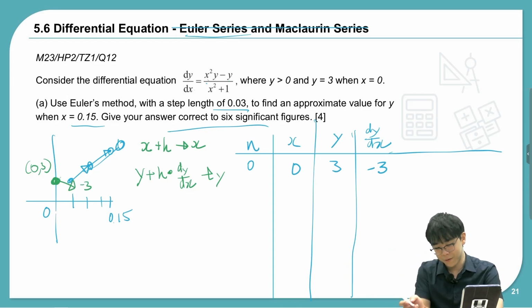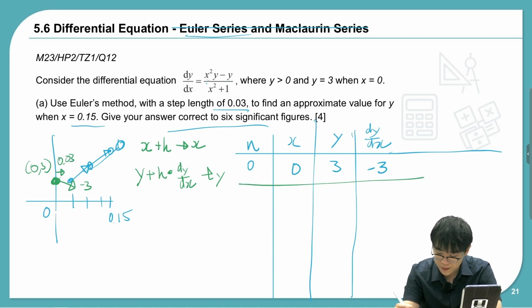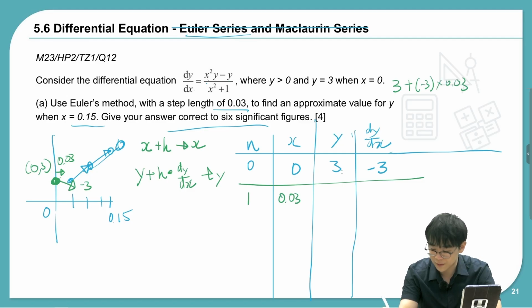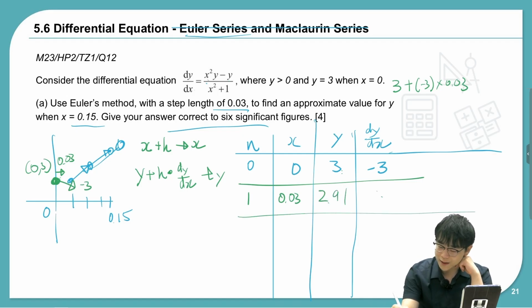right? But of course the slope is going to change, so we're going to pretend we only move like a step size of 0.03. So in one step, we move by 0.03, and we would do like 3 plus the slope times the step size, right? So step size times the slope, that's going to give us how much change in the y we got. So we're going to get like 2.91, and then we'd have to calculate the new dy over dx value again, and we have to do that for 5 steps.